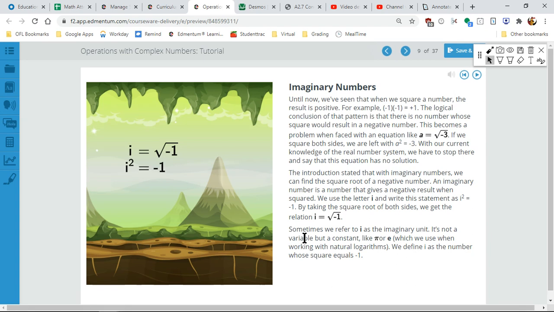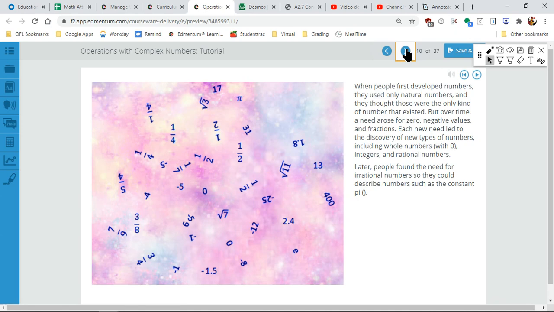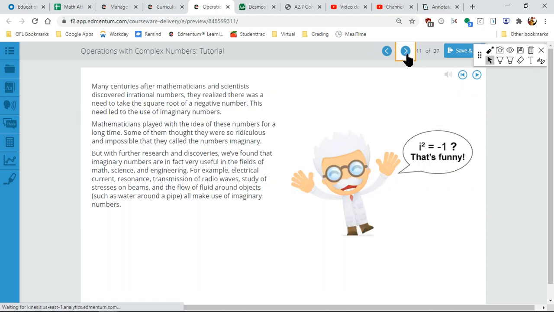We made up this number, the square root of negative 1. When people first developed numbers, they used natural numbers: 1, 2, 3, 4, 5. And then we started discovering things like fractions, square roots, and pi. Those do exist. They're real. But i squared equals negative 1. That's funny.